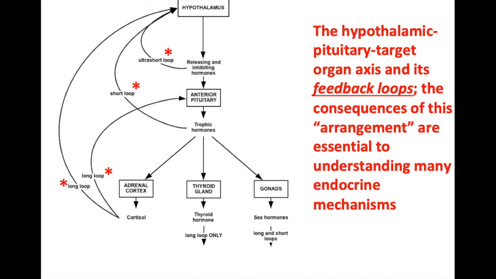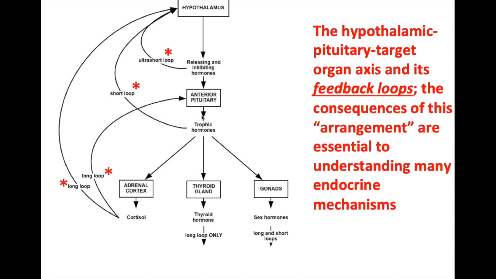It's important to note how this hypothalamus pituitary organ axis functions. There's a very strong feedback mechanism in the release of these hormones that maintains the concentration of these in the blood and prevents them getting too high. And there are several feedback loops. You have the ultra short feedback loop, which is the hypothalamus releasing a hormone that inhibits its own release.